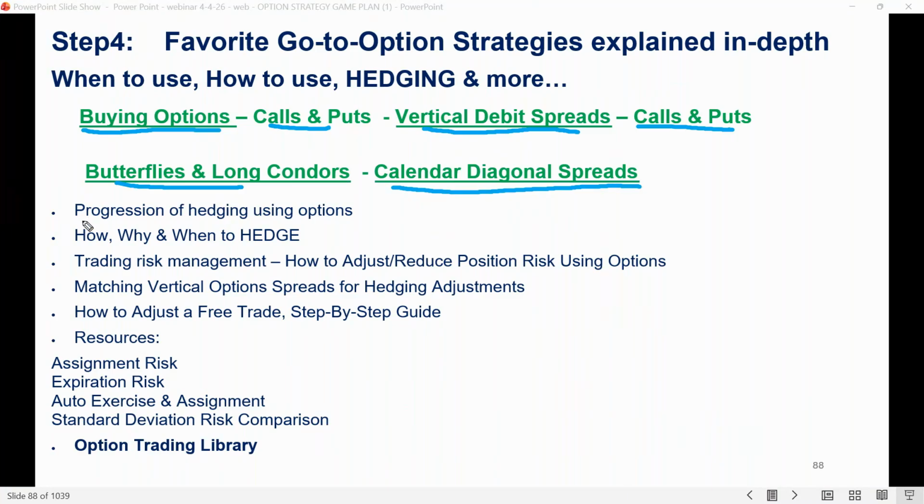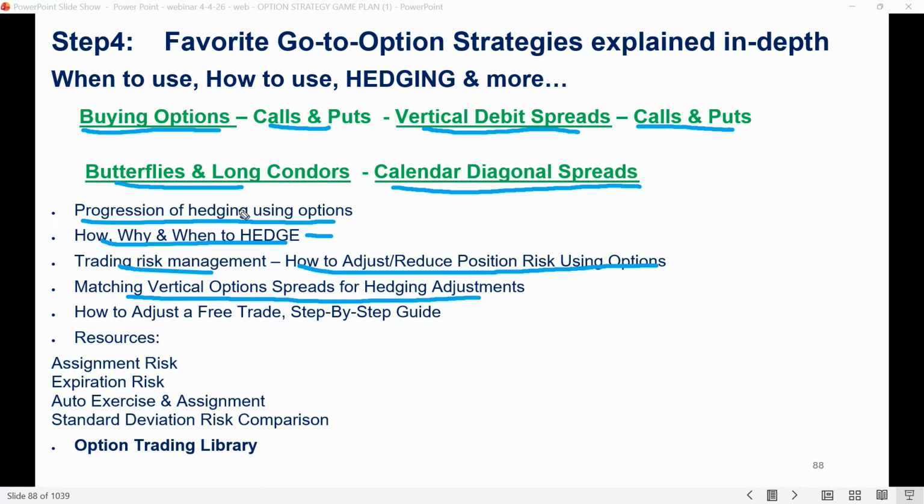And then I go through what I call my progression of hedging. This is the hedging part of the course: how, why, and when to hedge, and what's the best way to hedge. Typically, that's going to be using the butterfly or condor. We'll go through exactly how that works, and trading risk management. How do we adjust? We're going to go through a number of different adjustments that we can do, from calendar diagonals to condors, debit spreads, things like that. So a lot of adjustment stuff that I'll talk about. And this really comes down to understanding how you match your vertical spreads to do these hedging adjustments.